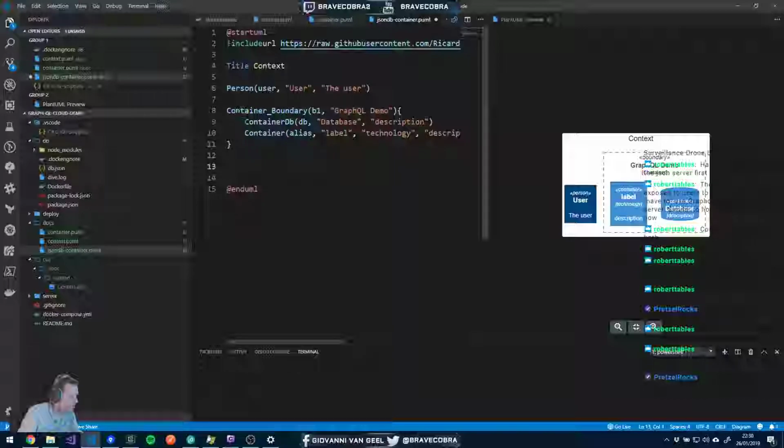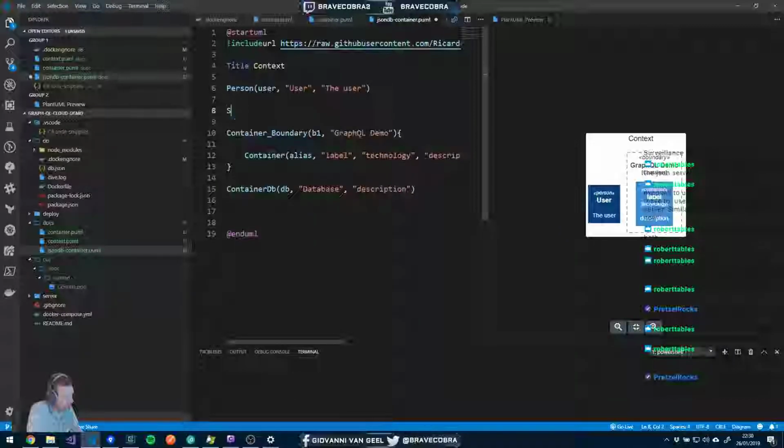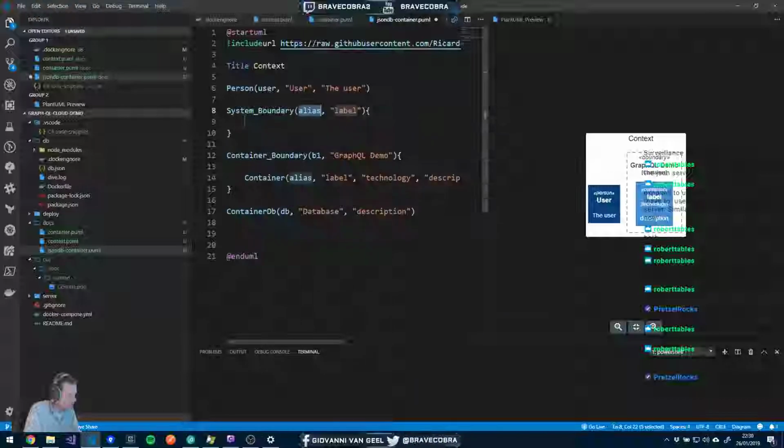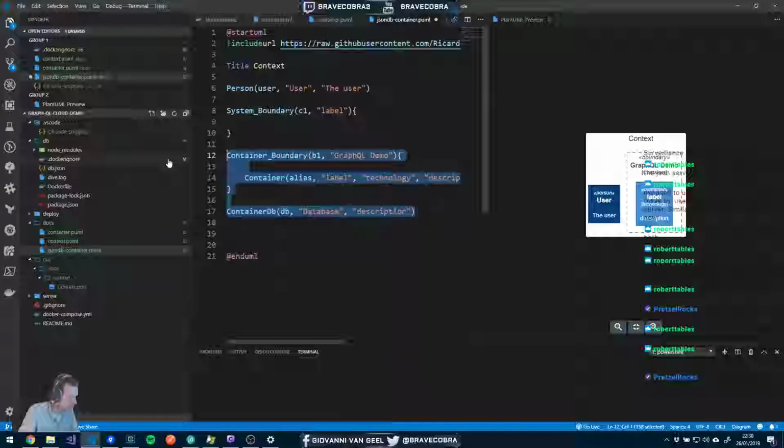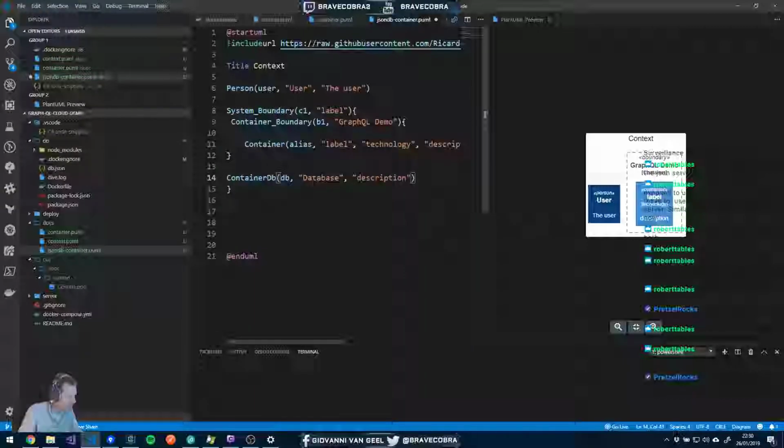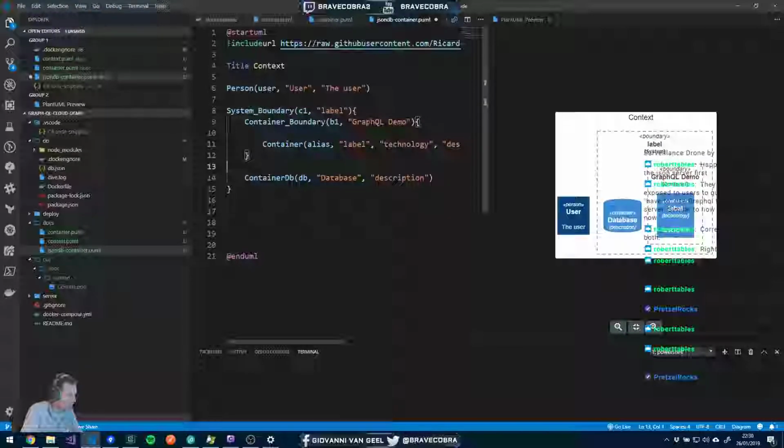But what we're doing here is not entirely correct. So this one should be going outside. Then we have the system boundary, in which these are. Something like that. The thing is we have to look at the DB first now, because there are not too many components in there.